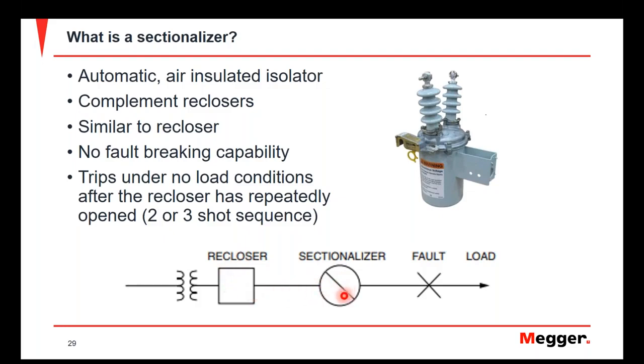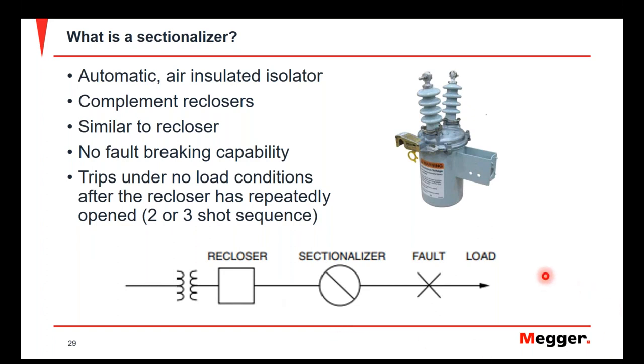However, typically in a system like this, you would have multiple sectionalizers for different branch circuits off of this one recloser. What that would allow you to do is, after that recloser had opened, the sectionalizer could open for that one branch circuit. And after the time reset for the recloser, it could attempt to close back in, and that fault would no longer be present because the sectionalizer had opened and cleared that branch circuit off of that recloser.